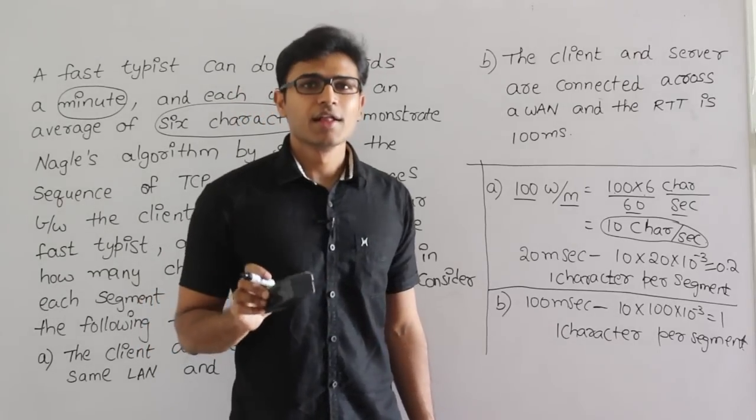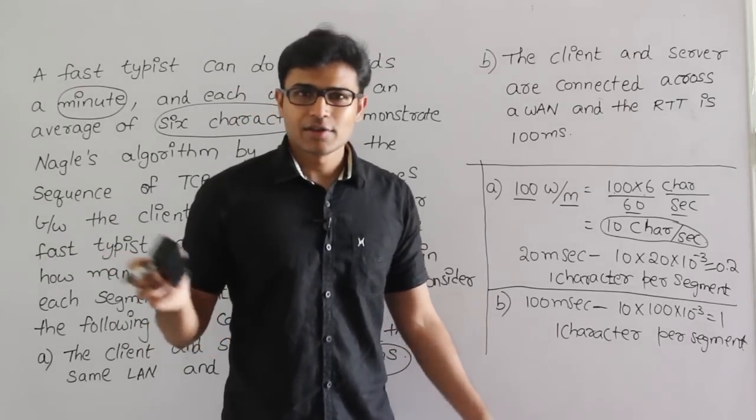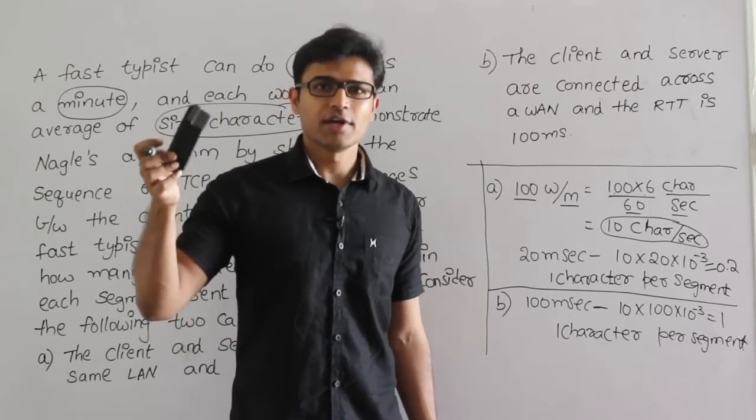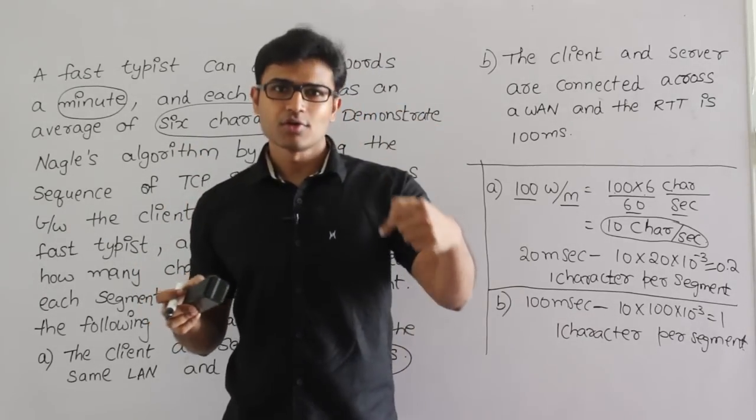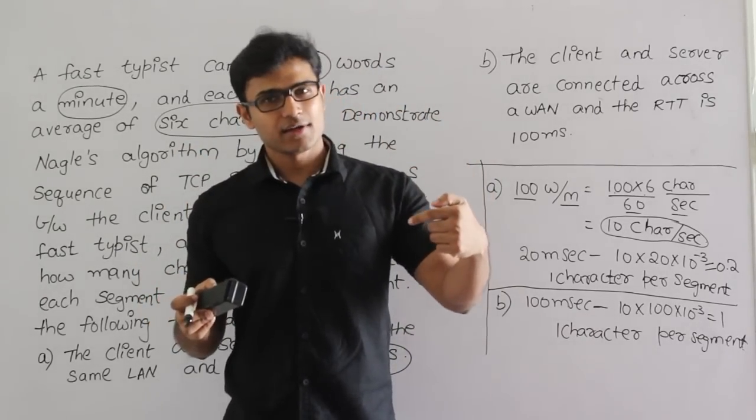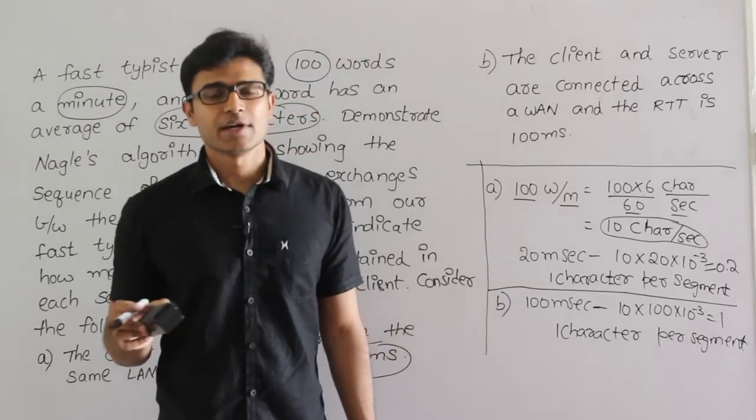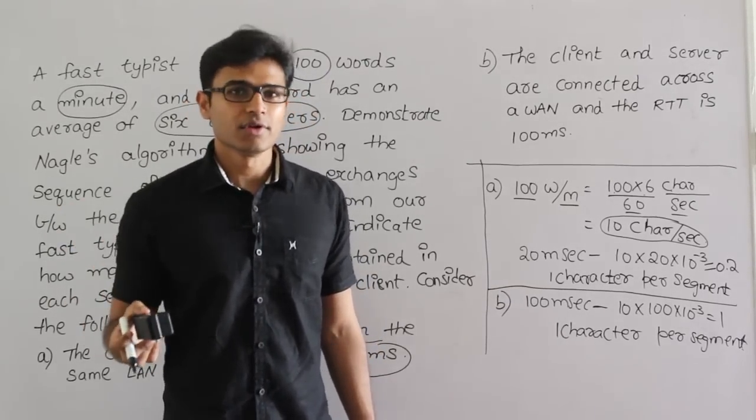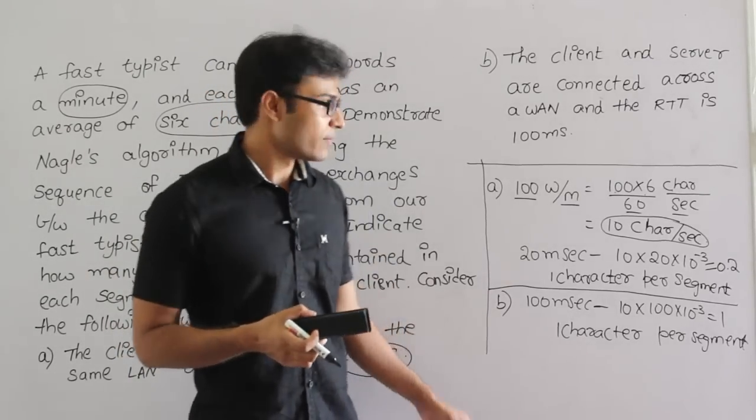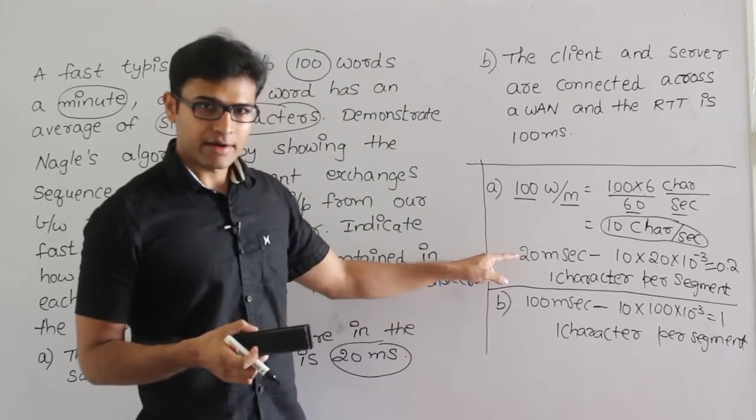Then what should we do? We should wait, we don't have any other choice. So we should wait for at least one character to come down, and after one character comes down, we have to send it. Yes, obviously efficiency is less, but then what could we do? It is very slow and we cannot wait forever. So we are not even getting one character.